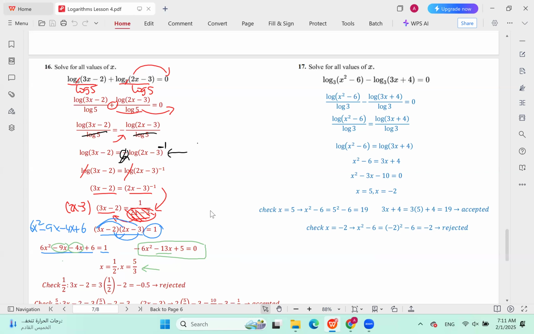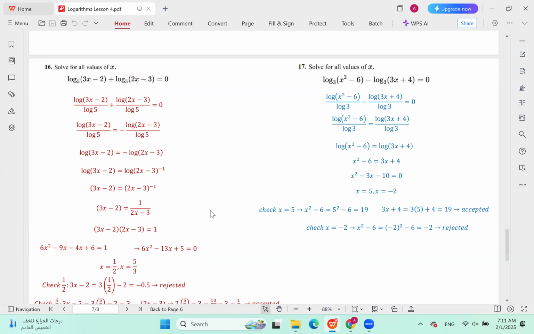And we have to check both results in each term that has a log. So the two terms here are 3x minus 2 and 2x minus 3. So let's just write them down. 3x minus 2, 2x minus 3. And we have two numbers to check, which are 1 over 2 and 5 over 3.